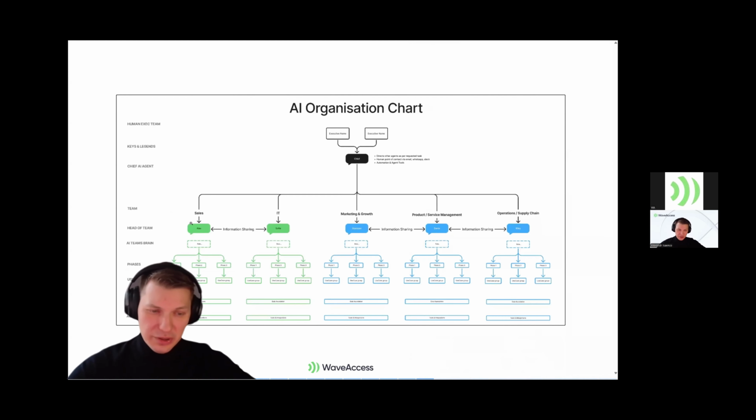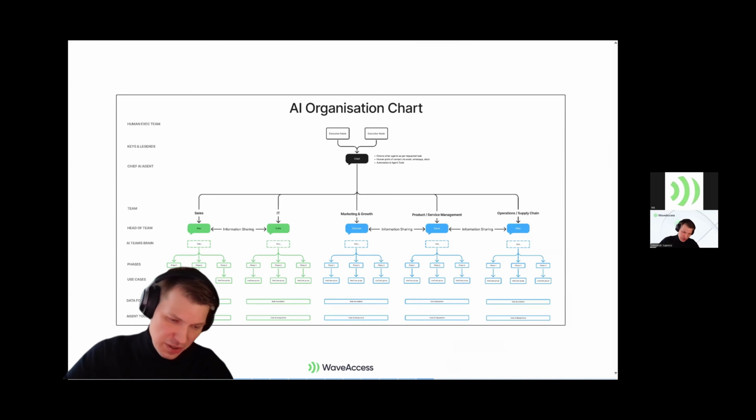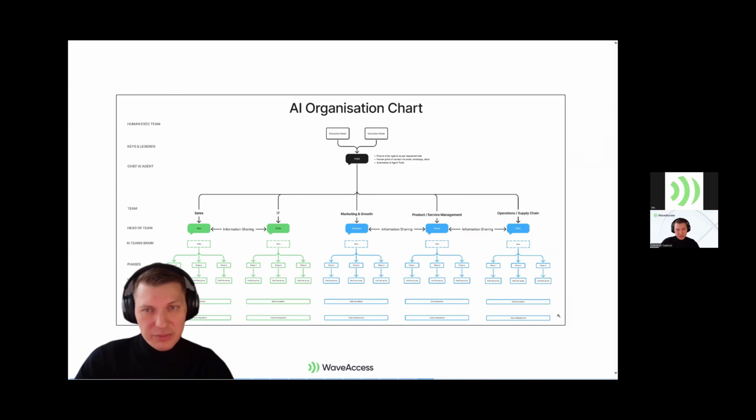What we are doing before even measuring the ROI. So we, together with the customer, build this AI organizational chart. We find all the departments, all the responsible people for the departments, all the use cases in the departments, and understand what is the data inside the department and which agents can be implemented, which tasks can be automated. And by doing this AI organizational chart, we understand the structure of the company with all responsible people.